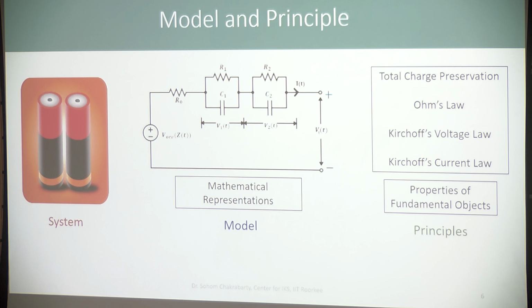Mathematical representations, whatever mathematical representations come, that is also a model. And these are governed by these principles. So for this particular example, these are some of the principles which are at work. And scientists have discovered what these principles are.